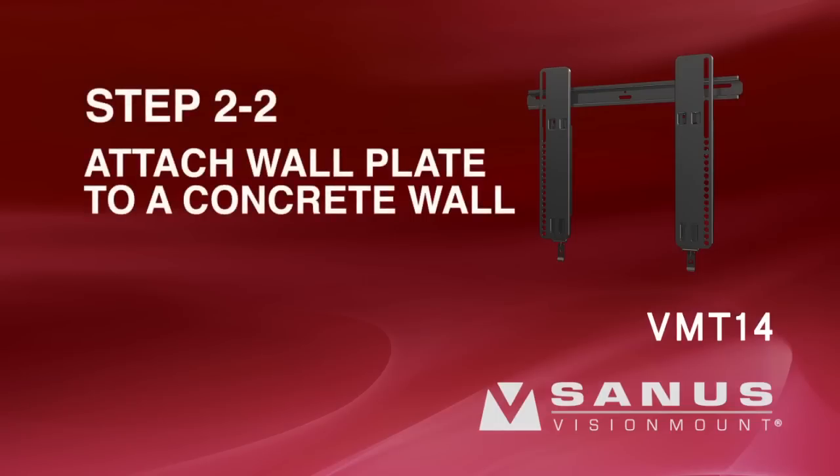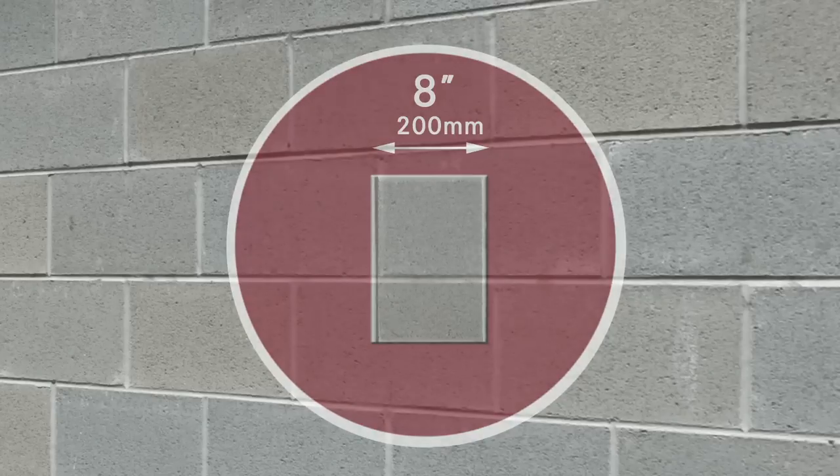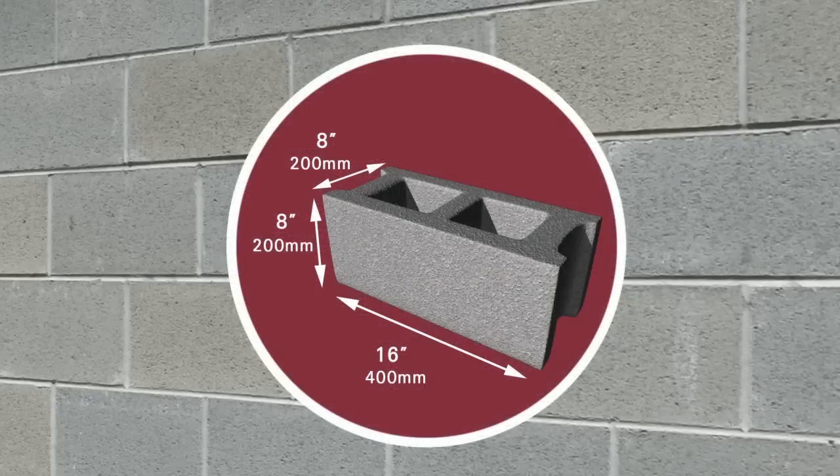Step 2-2. Attach the wall plate to a concrete wall. Please note, for safe installation, the solid concrete thickness must be 8 inches or more, and the concrete block size must be 8x8x16 inches or larger. Ensure to mount the wall plate directly onto the concrete surface and never drill into the mortar between blocks.